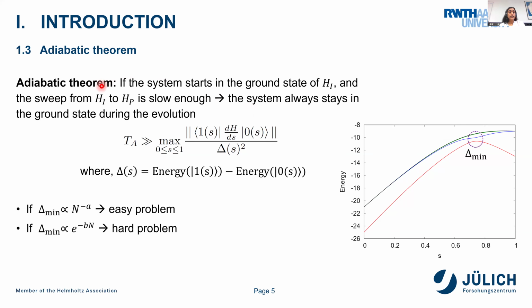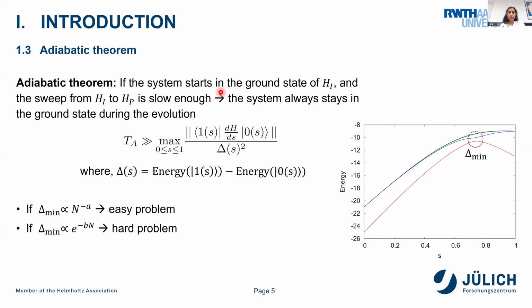Okay, so the success of quantum annealing is based on what is known as the adiabatic theorem, which basically states that if your system starts in the ground state of the initial Hamiltonian, so at s equal to 0, and if the sweep from the initial to the problem Hamiltonian is slow enough, then the system always stays in the ground state during the evolution. Slow enough here is characterized by this quantity delta min, which represents the minimum energy gap between the ground state and the first excited state of the annealing Hamiltonian. In this figure, it is this point of anti-crossing between these two levels.